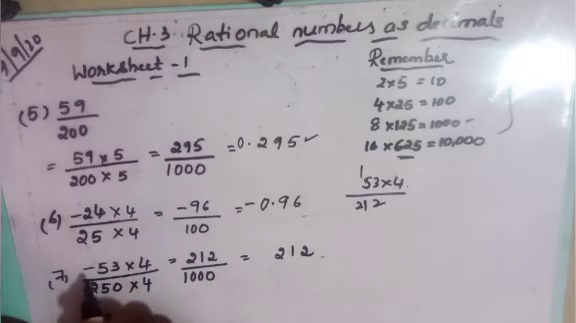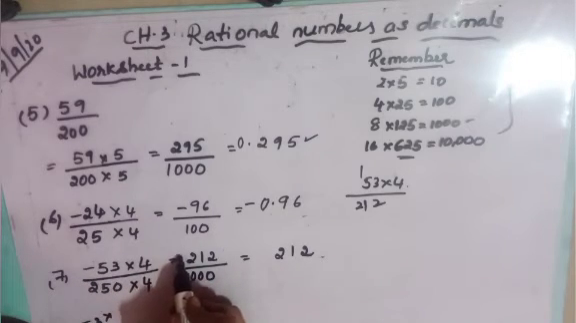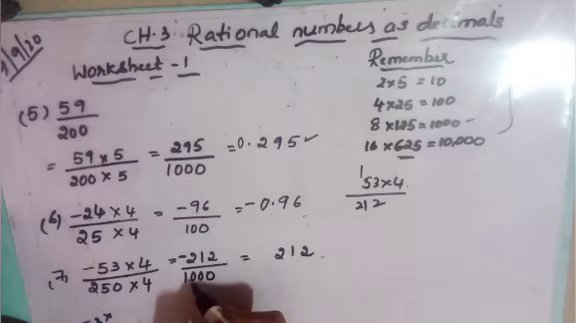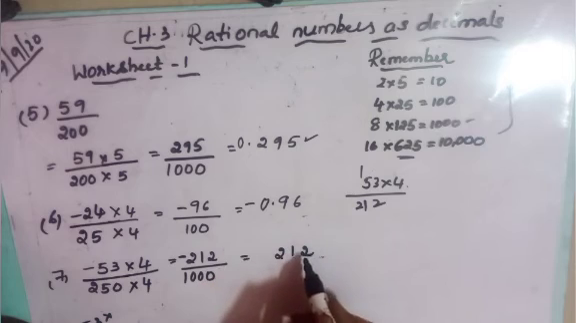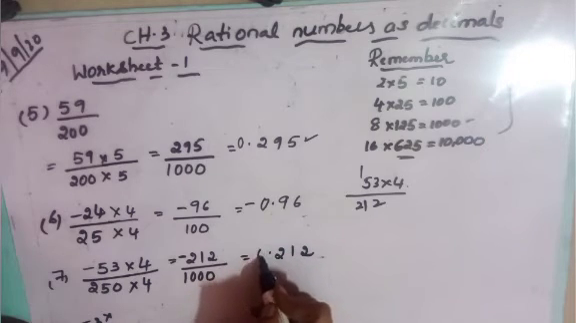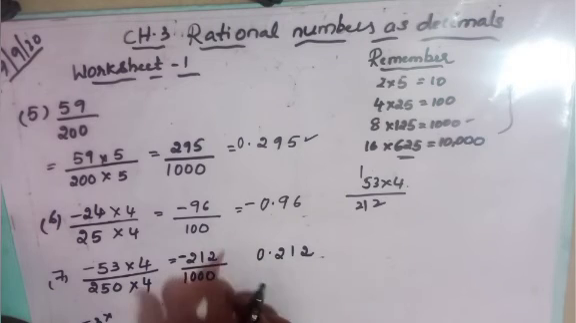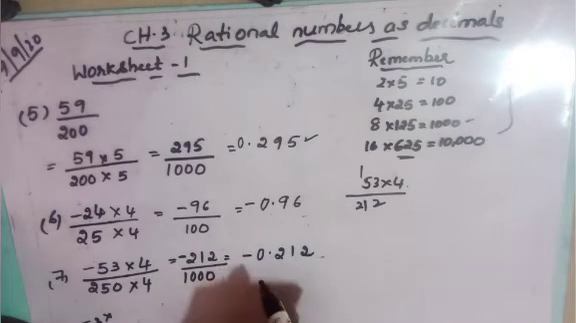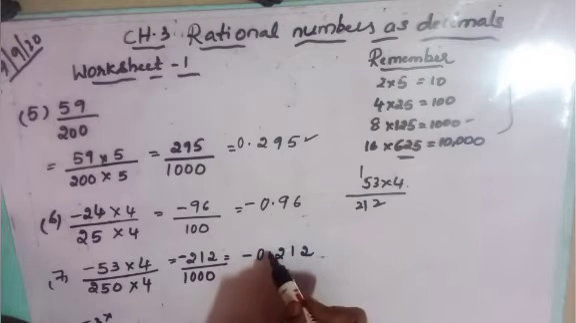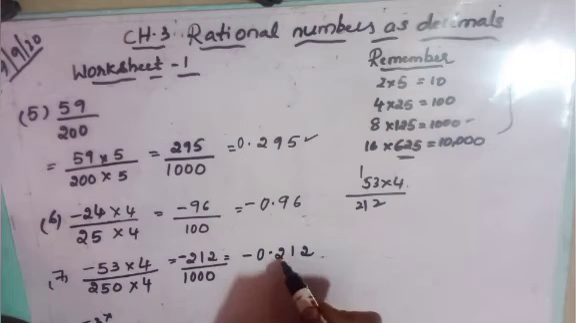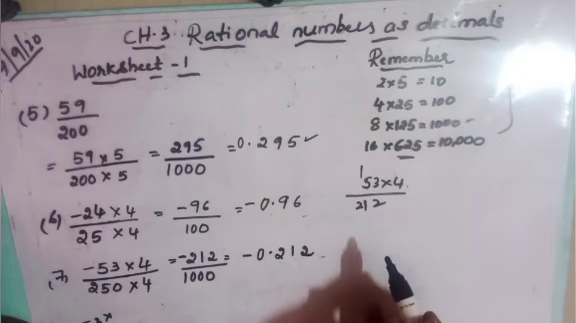So when we multiply minus 53 into 4 we get minus 212. Here the denominator has 3 zeros, so we have to keep the point after 3 digits from the right, that is 1 2 3 point 0. Next, minus. So how much will we get here? Minus 0.212, that is tenth, hundredth, thousandth. So after the point, how many digits should be there? 3 digits, because 3 zeros means 3 digits should be there.